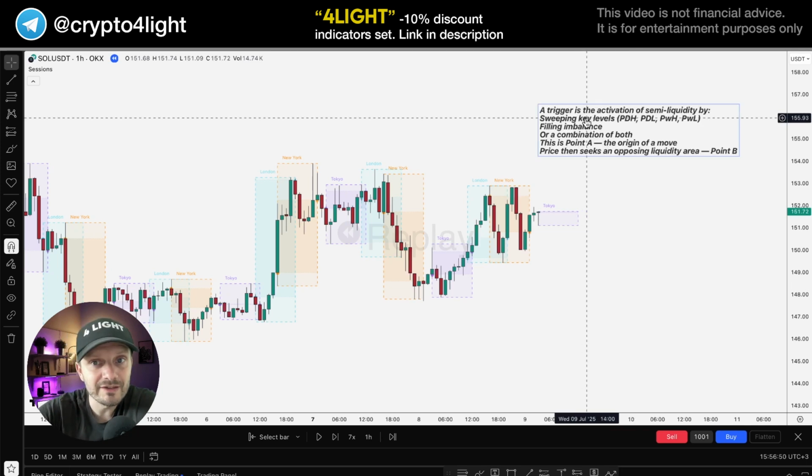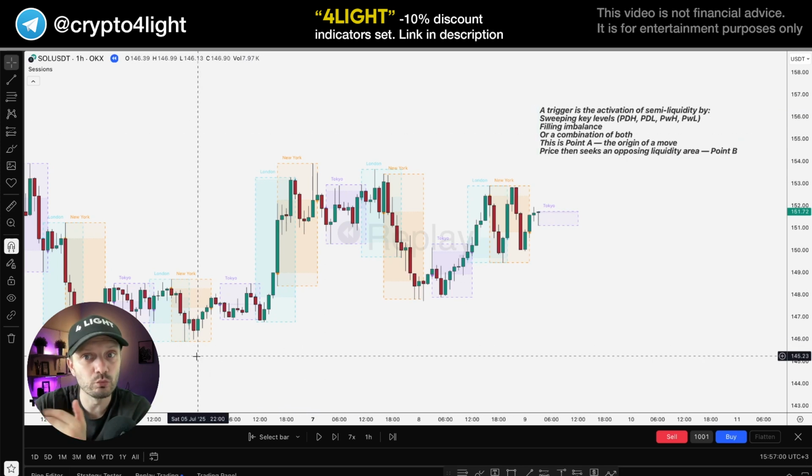So the trigger is the activation of liquidity, sweeping key levels: some previous day high, previous day low, maybe here it can be the previous week low or previous week high. Got it. So previous week high, of course, is much more important.